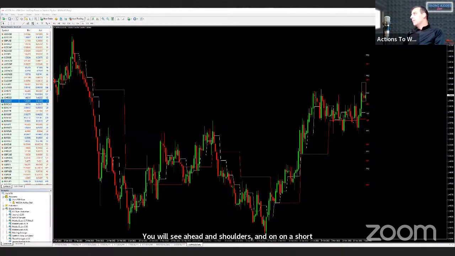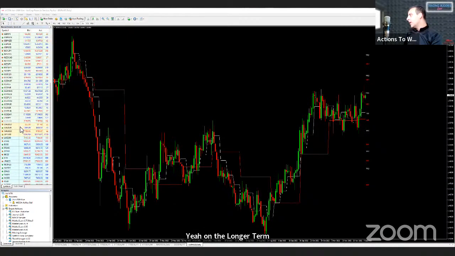So the pattern looks like it's in existence, and as you say, mate, we're already on longer term resistance. Yep, on a longer term resistance. So Euro Aussie would be my pick of the day as well.